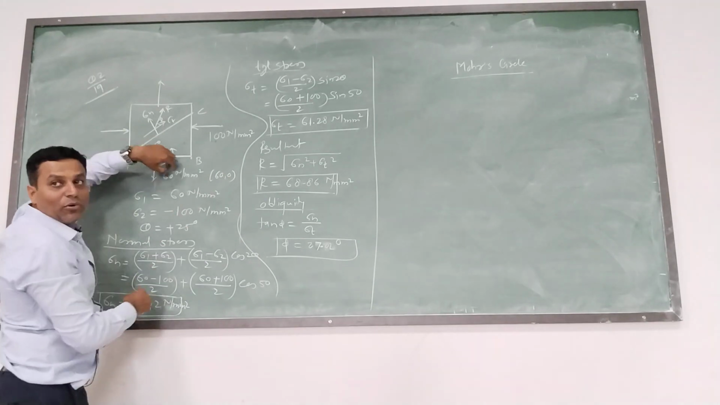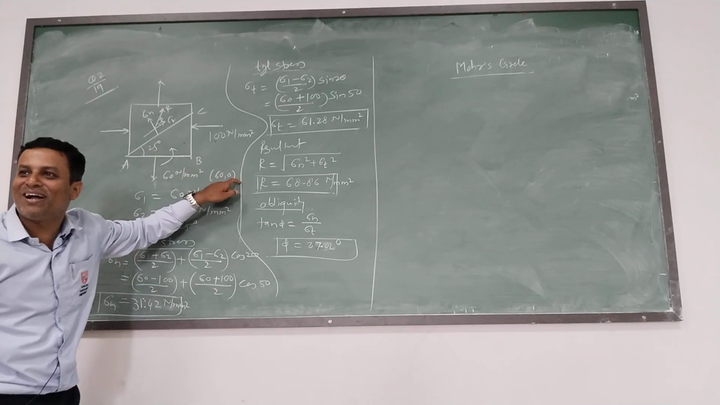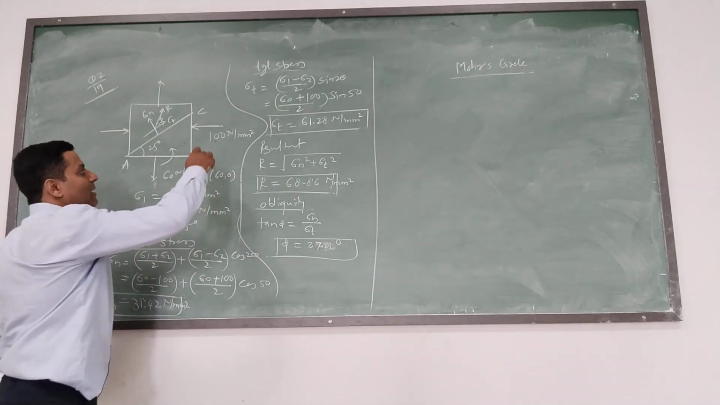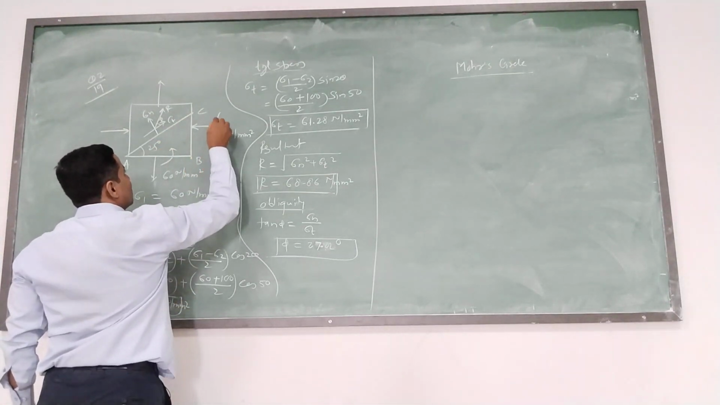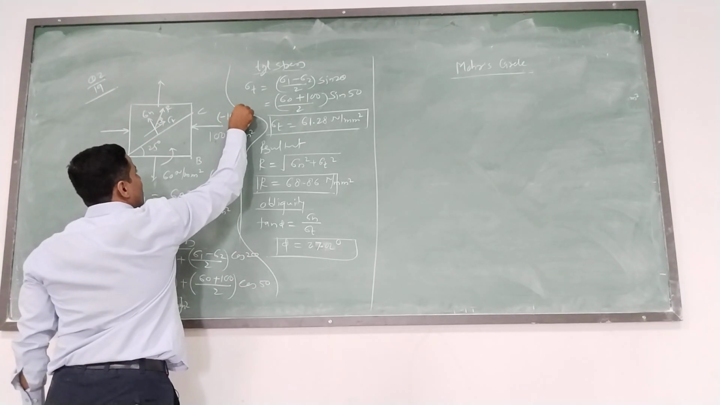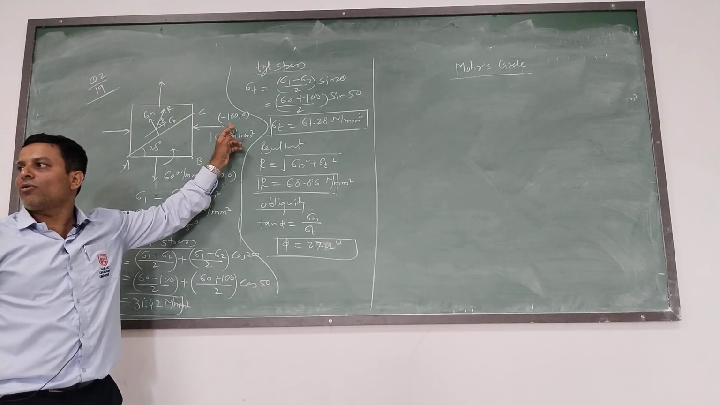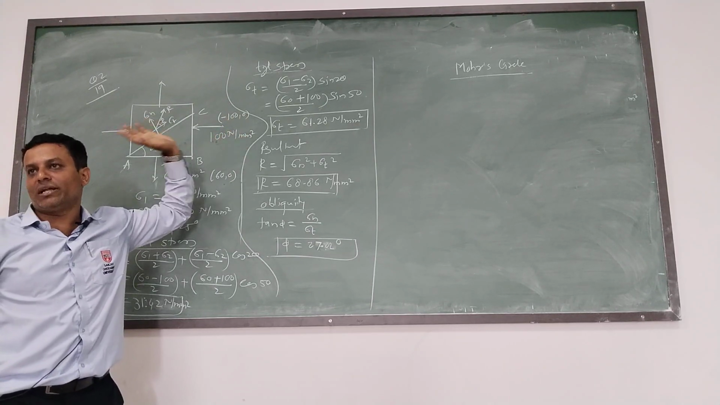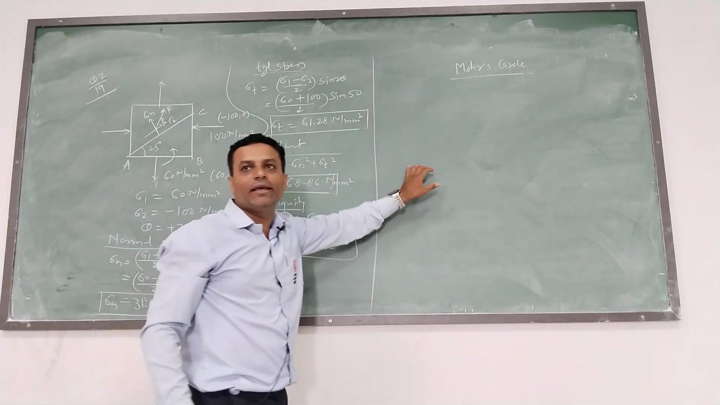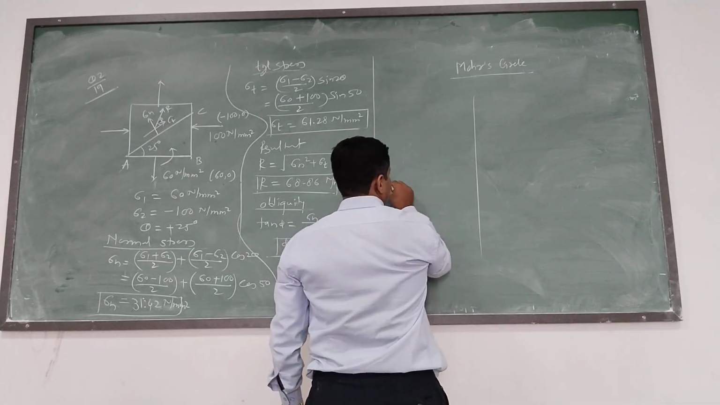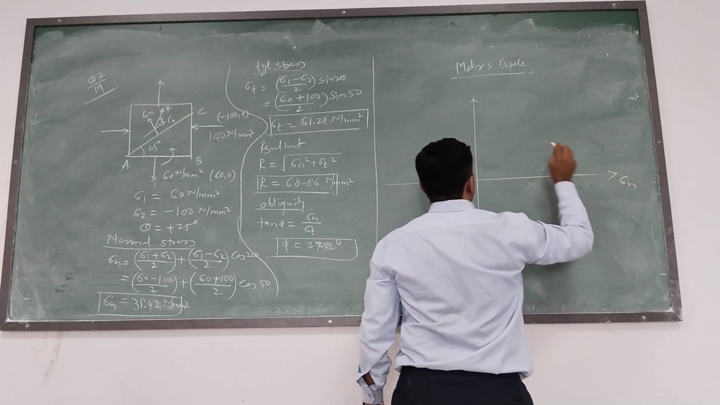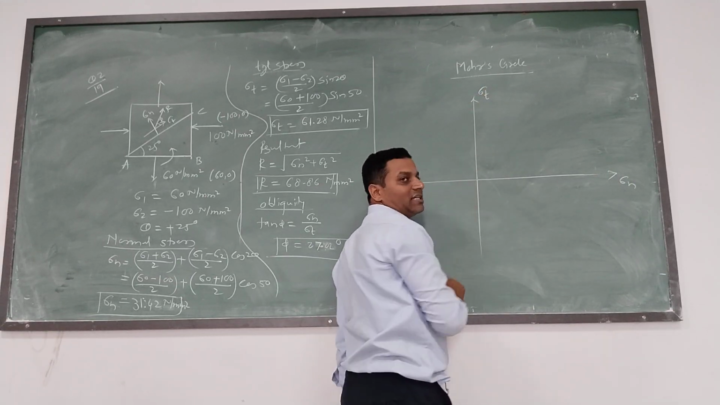60, 0 sigma n, sigma t. Sigma n 60, sigma t is 0. Here minus 100, 0 sigma n, sigma t. Okay, normal and shear. Now I am going to plot here. For that I will take normal stress, means direct stress, and shear stress.